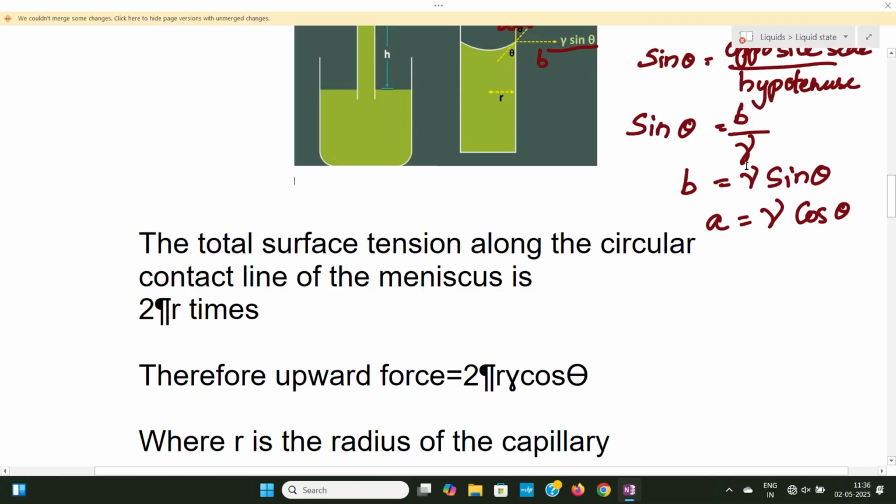Now, the total surface tension along the circular contact line of the meniscus. Meniscus is nothing but the curved surface. The total surface tension along the circular contact line of the meniscus is 2 pi r times. 2 pi r is nothing but the perimeter of the circle. Therefore, you have to find out the upward force.